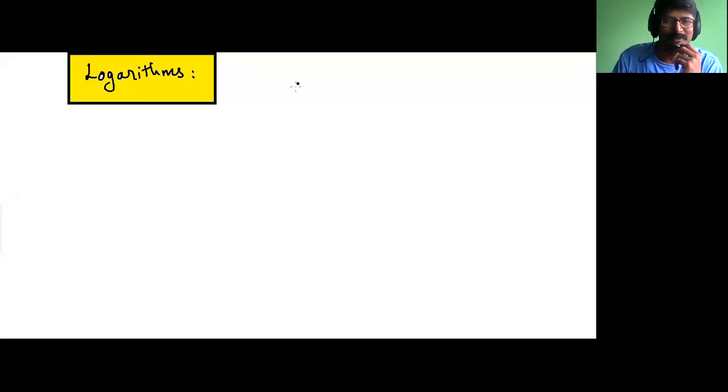Students, in today's session we're going to learn logarithm. It's a 9th standard topic as well as an 11th standard topic, so you can all enjoy. I'll try to cover all the basics of logarithm. What exactly is logarithm? Where exactly is logarithm used in mathematics?